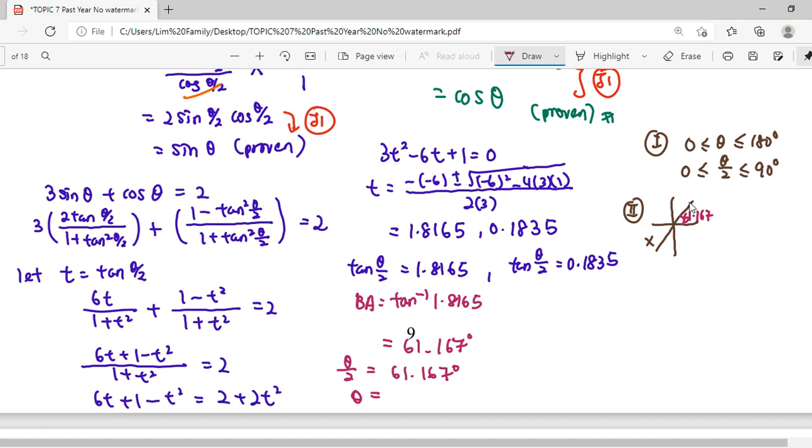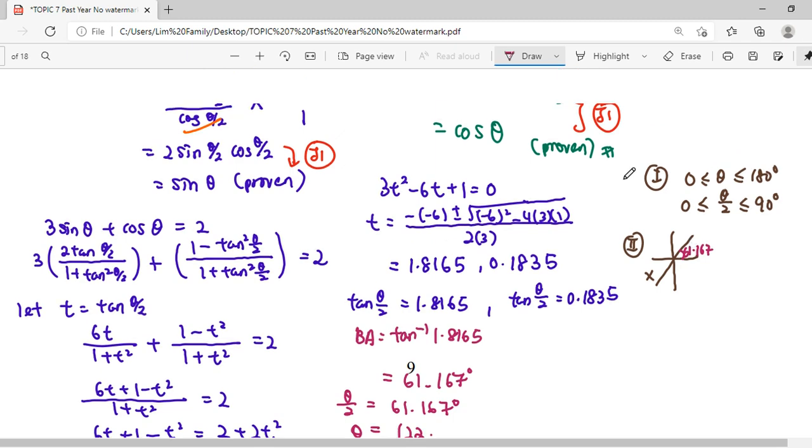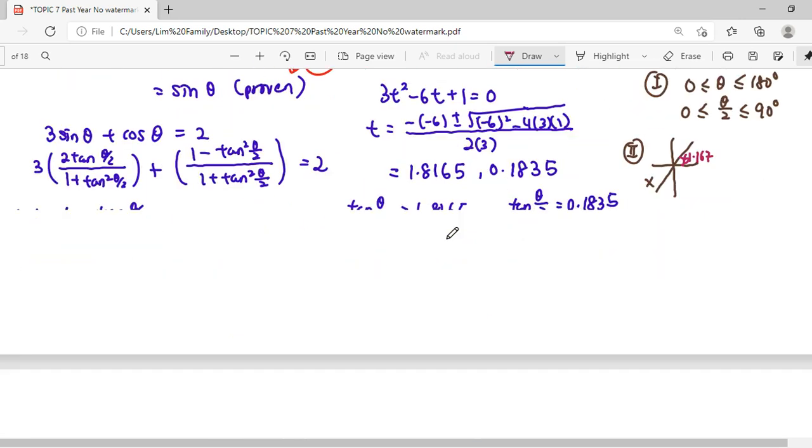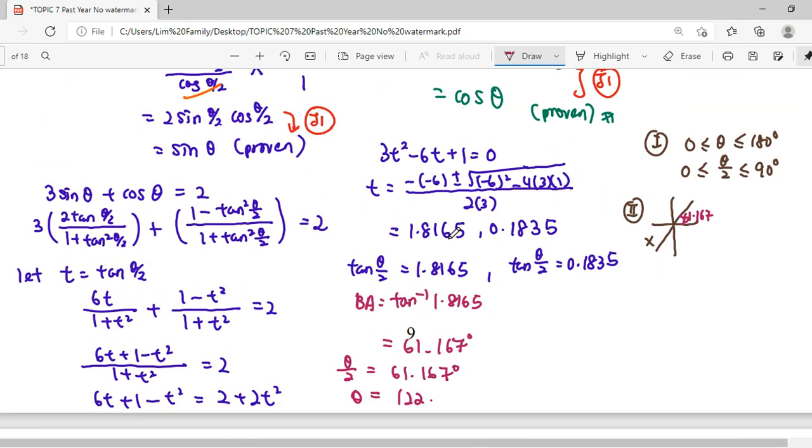So the final answer is times 2. So it will give me 122.333. So we look at our question. Our question says give 3 decimals. So only in the last step, the final step, when finding the angle, we round to 3 decimals. So it will give you 122.334. Then we can repeat for the other solution.